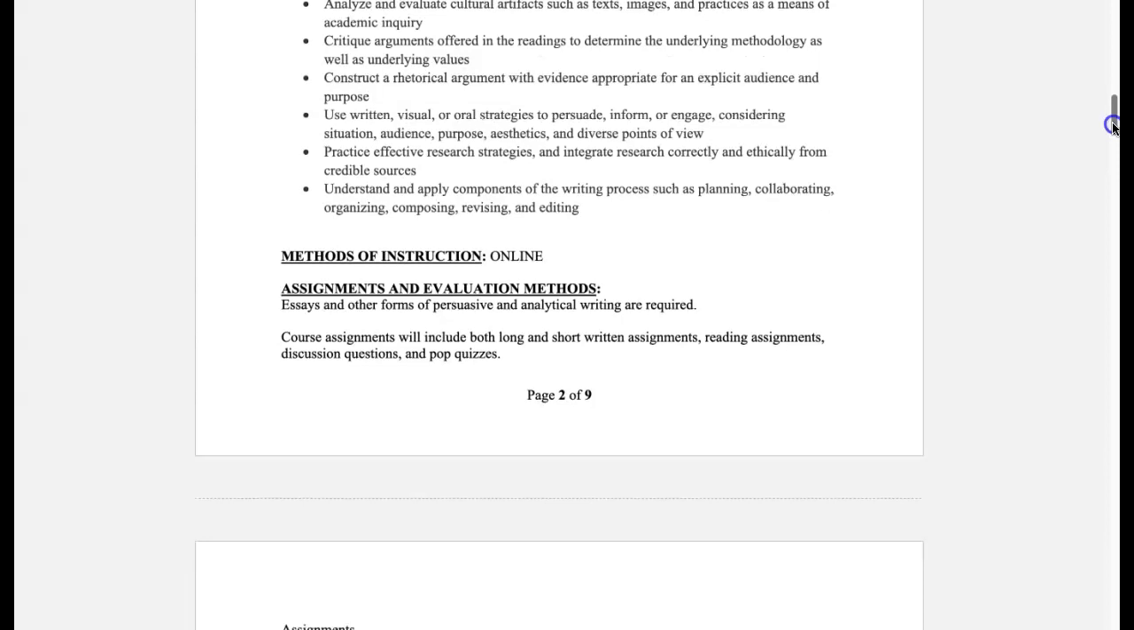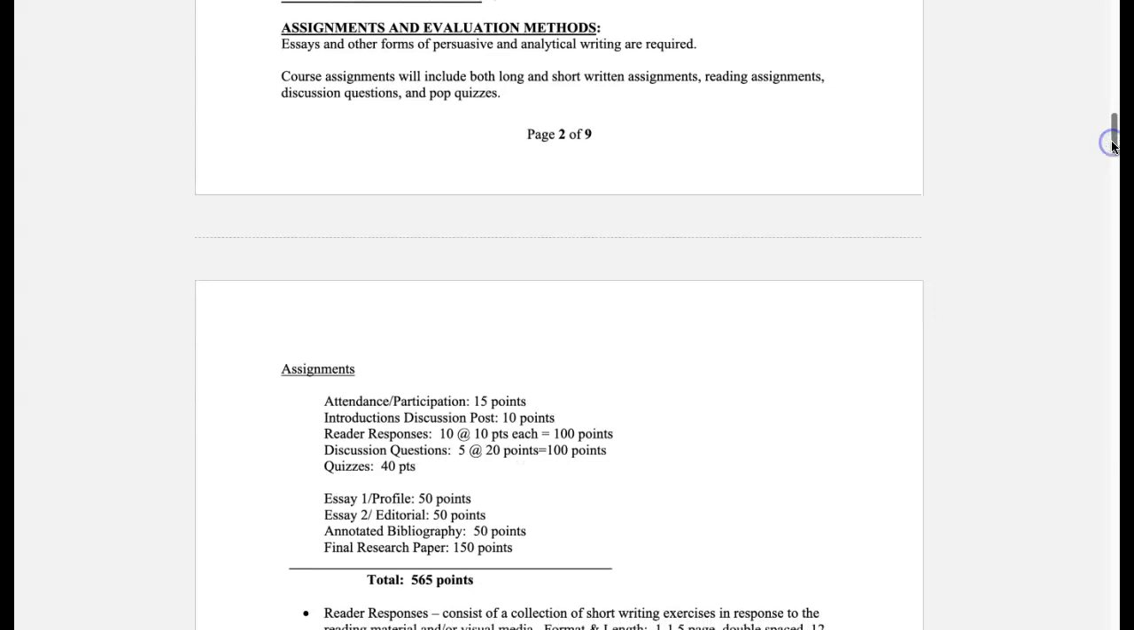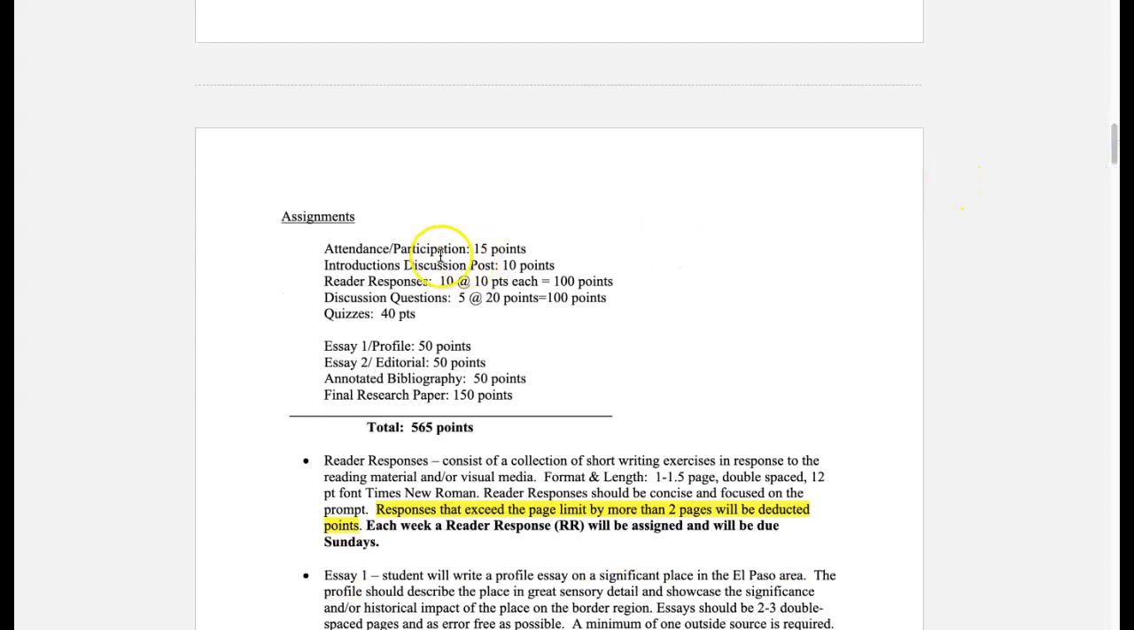So when it comes to the assignments, most of it is analytical writing, but we also have some persuasive writing. So here are the assignments. Attendance is worth 15 points. And then we also have discussion posts. We have 5 discussions at 20 points, which equals 100 points. And then our first discussion is the introduction post, where you basically introduce yourself, and that is worth 10 points.